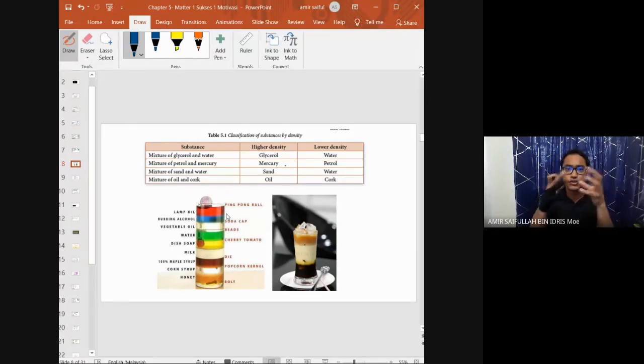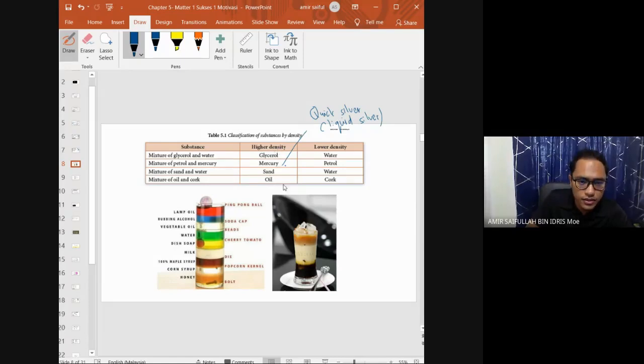Solubility is the ability of a substance to dissolve in a solvent to form a solution. So we see a mixture of glycerol and water. Glycerol will sink, water will float because water is lower density than glycerol. Mercury is known as quicksilver, or liquid silver. It's silver, but it's a liquid. Silver is heavy because it is a metal. So mercury will sink because it has higher density, but petrol will float because it has lower density. Sand and water, of course sand sinks because higher density, and water will float.